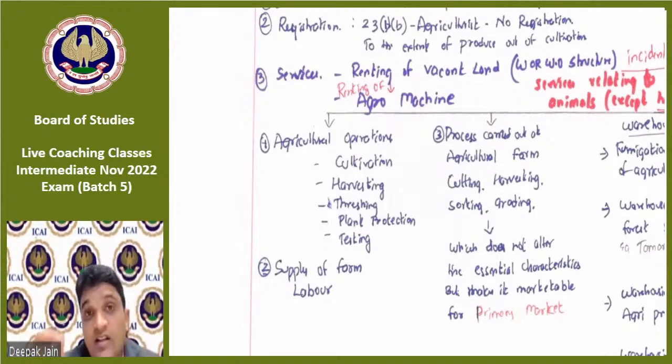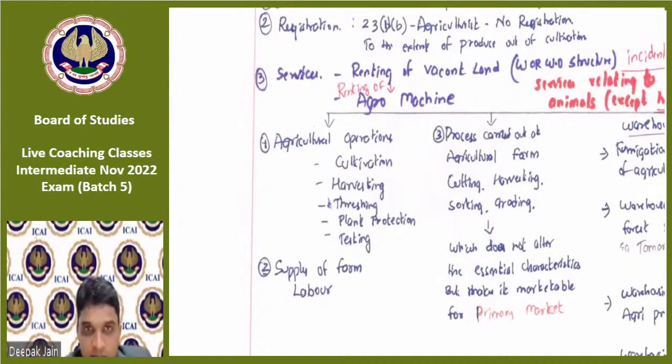Testing, whether that seeds जो produce हुआ है वो is it good or no, is it of good quality or no. So testing services, so testing agencies होते हैं, generally government agency होते हैं, लेकिन थोड़े बहुत private agencies भी होते हैं. So that activities provided by testing agencies is also exempted.